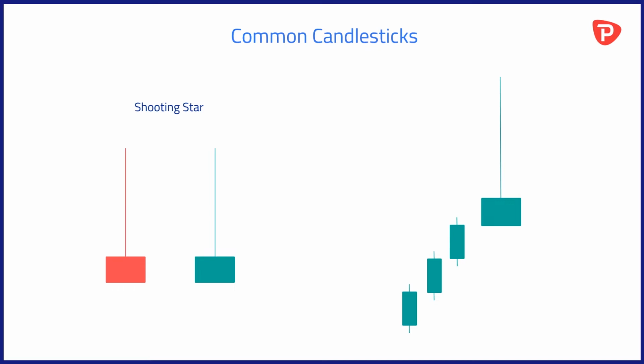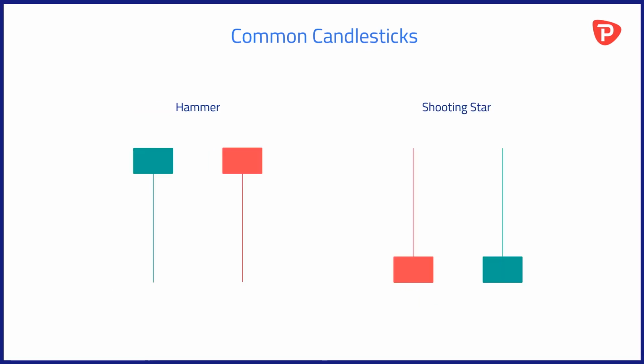To remove any ambiguity as to whether the candle is a hammer or a shooting star, we can apply a similar scale to the one we used earlier. For a candle to be a valid hammer, the open and the close must be above 80% of the total range of the candle. Similarly, for a candle to be a valid shooting star, the open and the close must be below 20% of the total range of the candle.